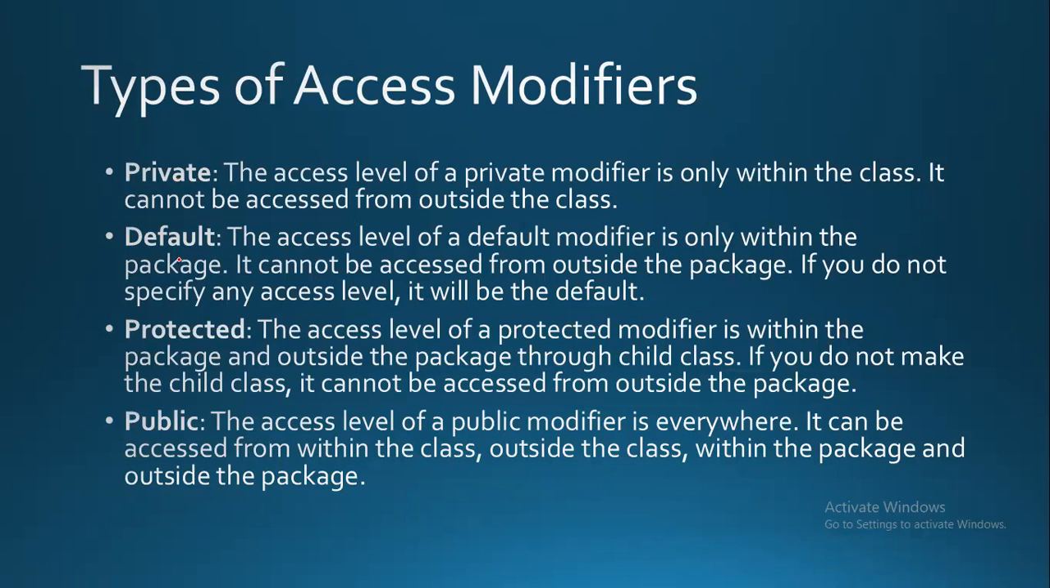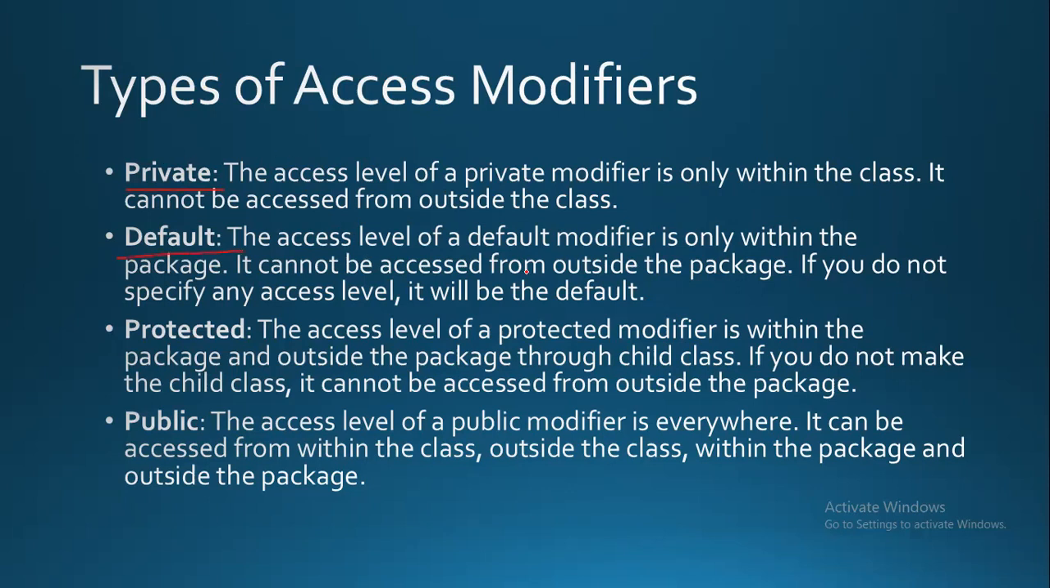Now let's understand the types of access modifiers. In Java, we've got 4 types of access modifiers: private, default, protected, and public. Private. The access level of a private modifier is only within the class. It cannot be accessed from outside the class. If you try to access this variable, method, or constructor outside the class, it does not give you the permission. So here the access is restricted only within the class.